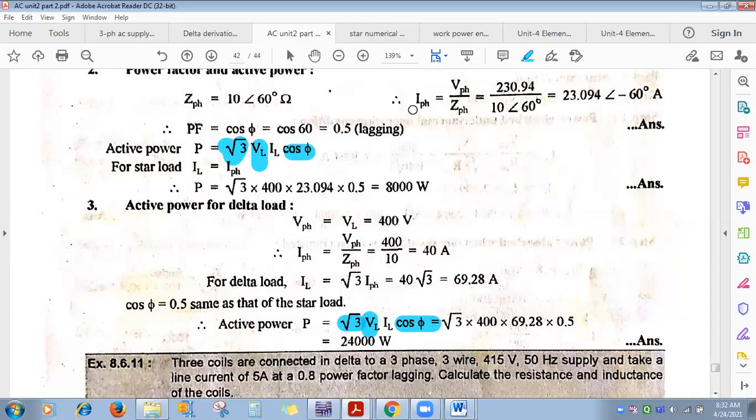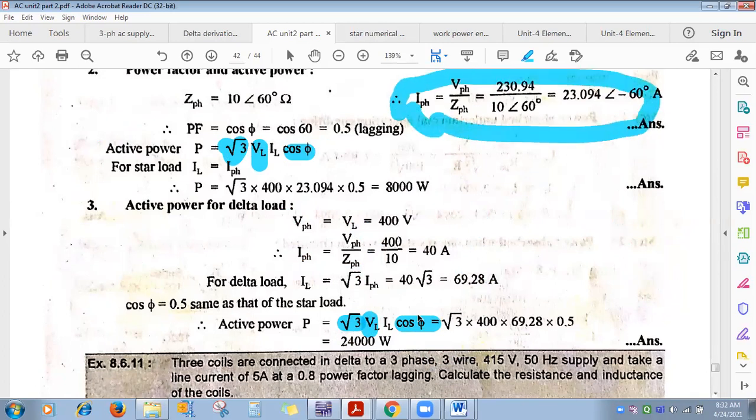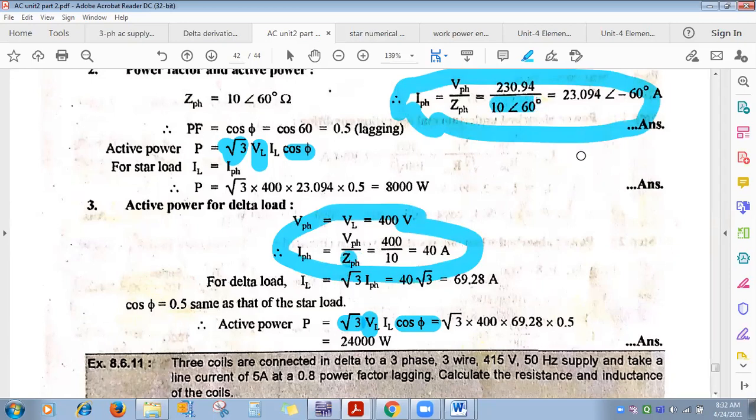Here IL is equal to IPH. So here concentrate on IPH, and here specifically IL, which is also √3 times IPH. So here also concentrate on IPH. Now what is happening? Here also in the IPH formula Z is the same. So why is the current more in delta line current compared with star current? Because in star you are going to switch on 400 volt, but across the impedance how much is there? VL by √3, that is 230 volt. Less voltage, less current.